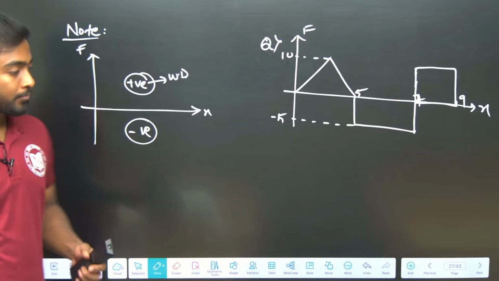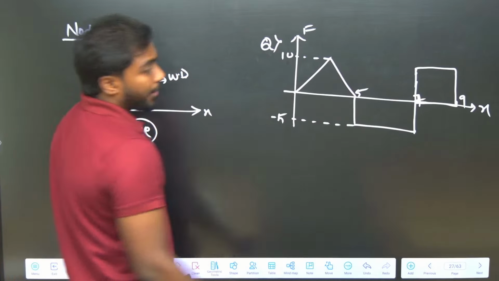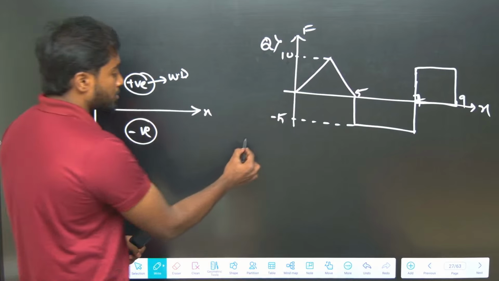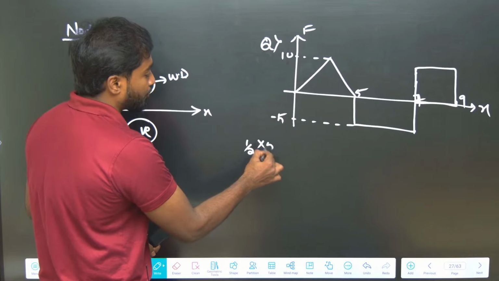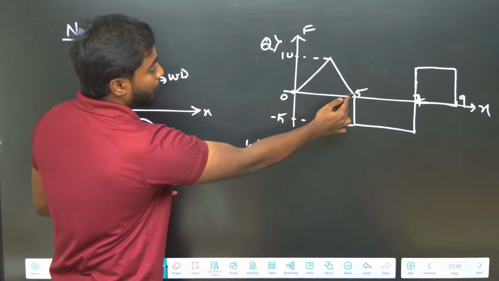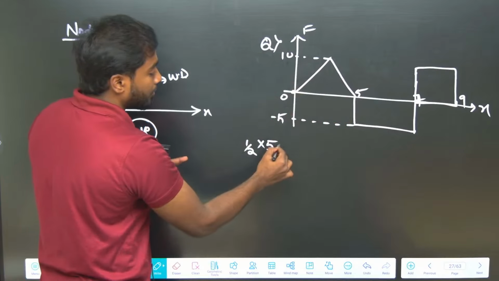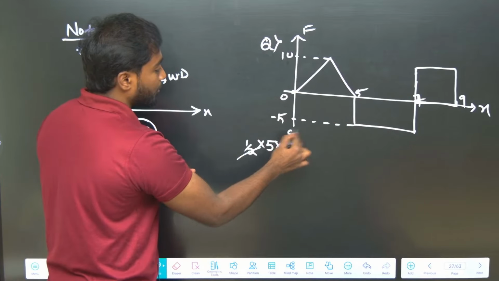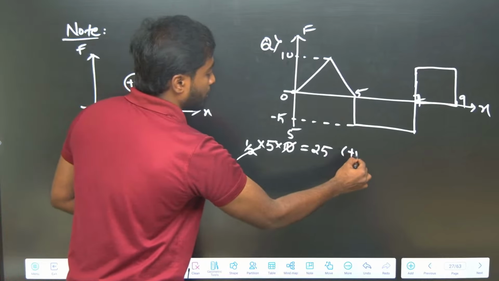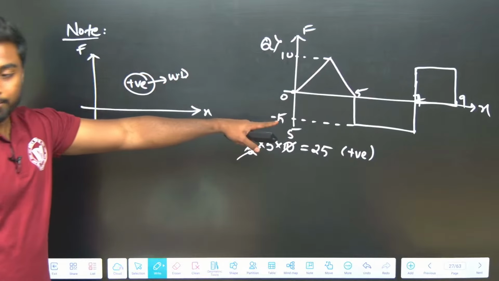We'll see. The area of the triangle is half into base into height, right? So half base is 5. It's from the origin we take, so 5 minus 0 is 5, and the height is 10. So half times 5 times 10 is 25. The upper part is positive, so I'll mention positive.